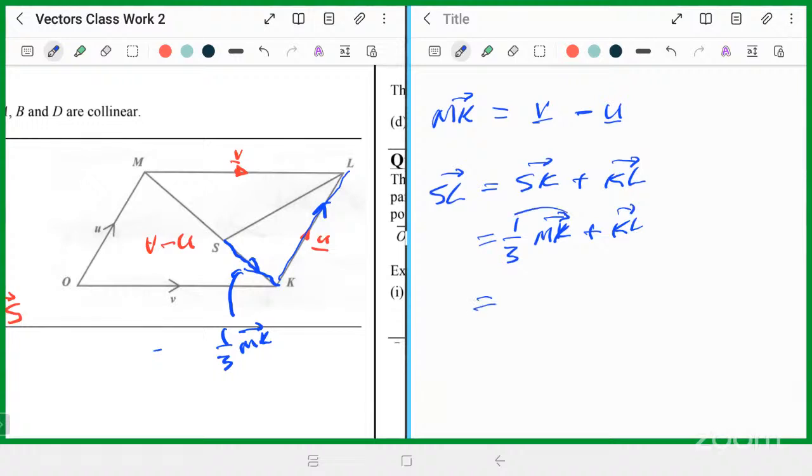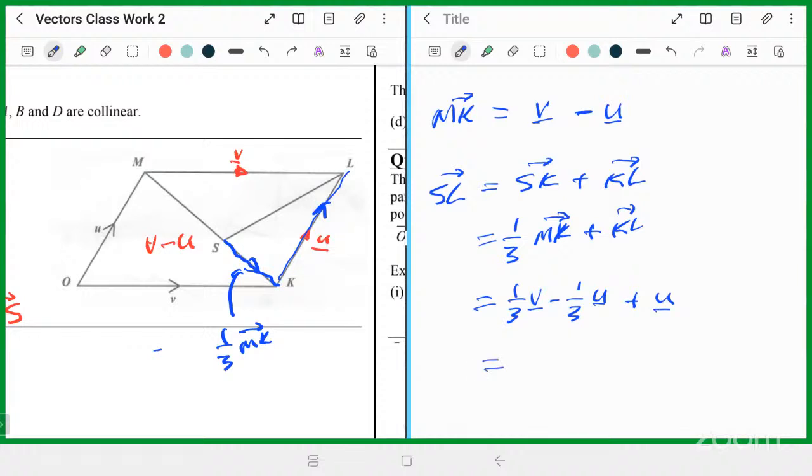And so the 1/3 MK really means 1/3 of this. And so it is 1/3 of this part, which is 1/3 V, and 1/3 of this part, which is minus 1/3 U. And you're adding back this KL, where this KL now is equal to U, so you're adding a U.